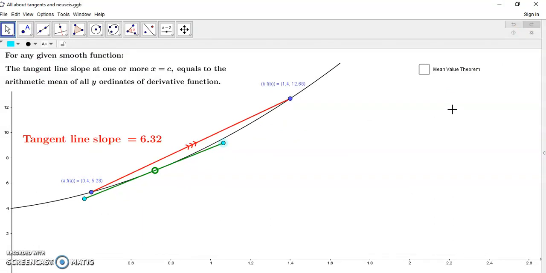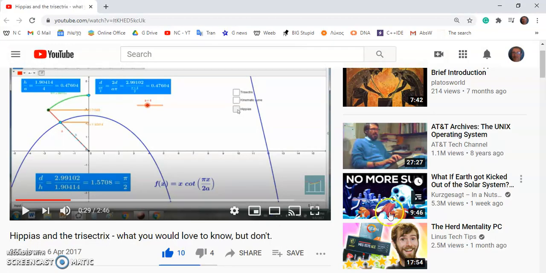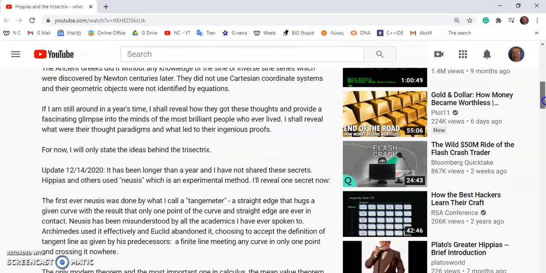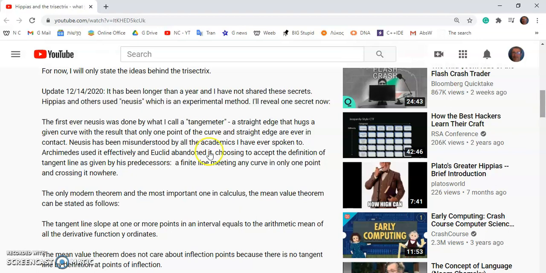So the tangent line is the first object of nefsis, and it's the first time I share this with you. Now remember, some time ago on my YouTube channel, I spoke to you about Epius and the trisectrix, and I promised that I would reveal the details. Well, it's many years later now, and I haven't revealed the details, but I have given you an update. And I revealed to you the secret, the first secret. The first ever nefsis was done by what I call an imaginary tangemeter, in other words, a straight edge that hugs a given curve with the result that only one point of the curve and straight edge are ever in contact.